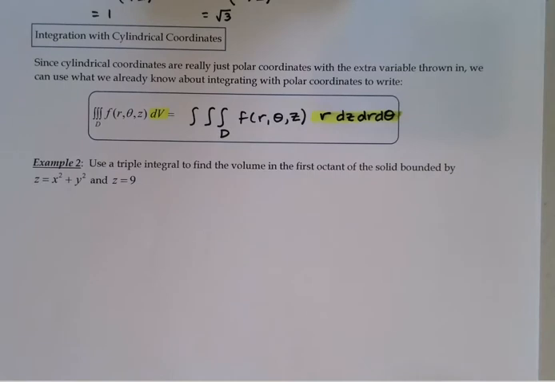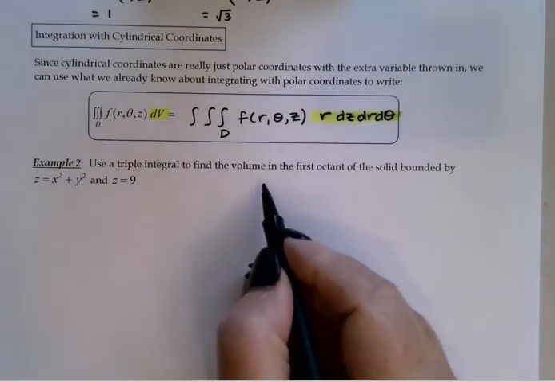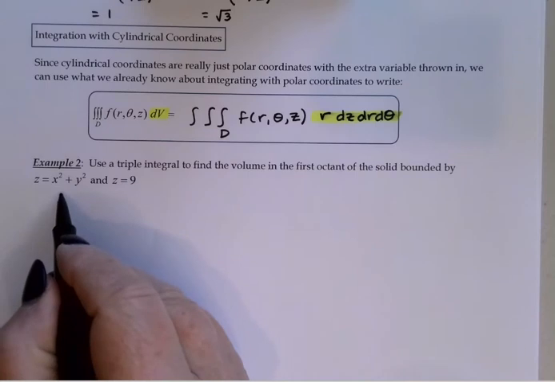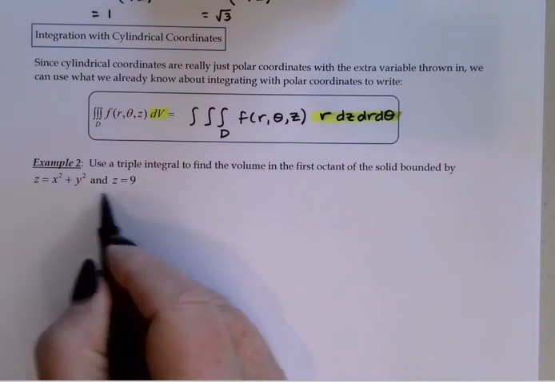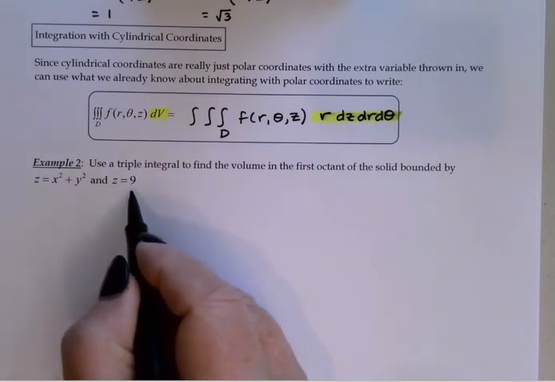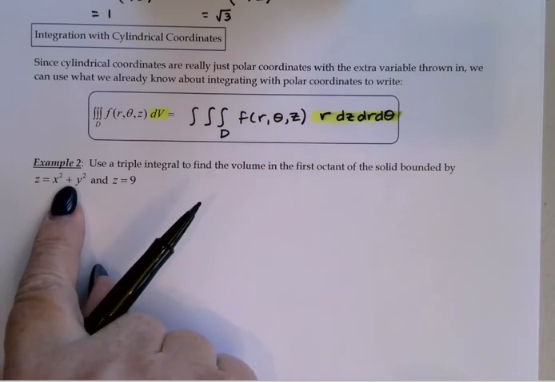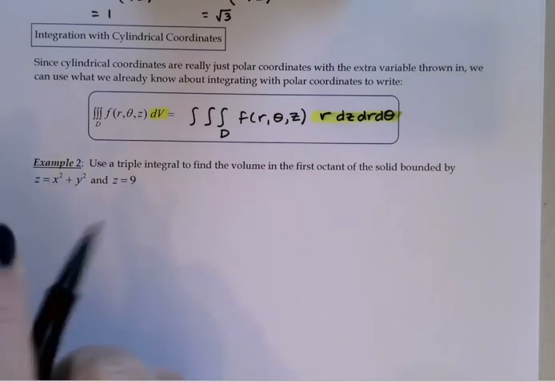So let's use that to set up our example 2, a triple integral that finds the volume in the first octant of the solid bounded by z equals x squared plus y squared and z equals 9. First of all, I'm thinking cylindrical coordinates would be really nice here because that x squared plus y squared would just be an r squared.